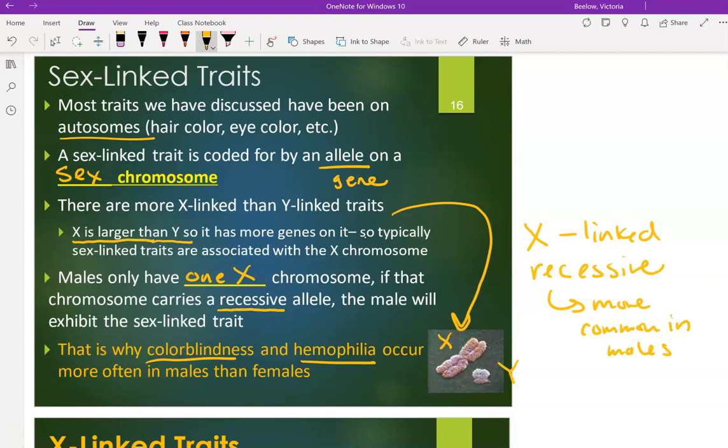We will talk about X-linked dominant and then also X or Y-linked recessive and Y-linked dominant. But X-linked recessive traits are going to be more common in males than they are in females, simply because males only have one X chromosome and females have 2.